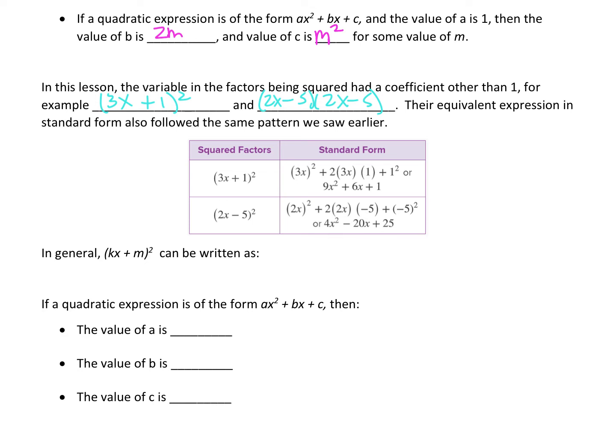So let me just point out what the pattern is. Here we have the (3x plus 1) squared. So the first term in standard form will be squaring the 3x. So 3x squared is 9x squared. The last term is squaring the second term, so 1 squared is 1. Now, if you multiply 3x times 1 and then multiply it by 2, that's how we get this 6x. So 3x times 1 is 3x, times 2 is 6x. That's their standard form.